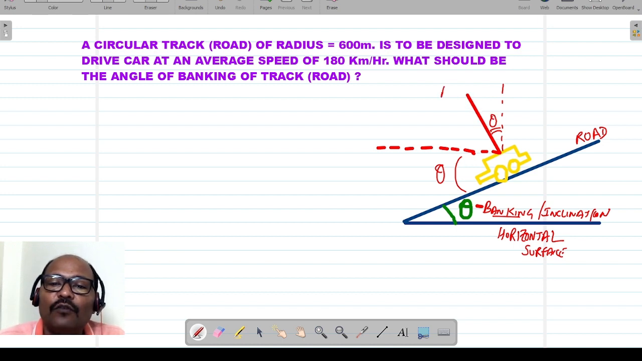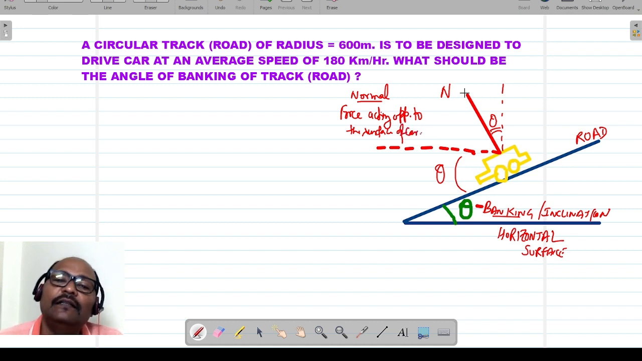And this is the normal. N is the normal. Normal means normal force is a force acting opposite to the surface of the car. Here this is the car and this is opposite to the surface. This is always perpendicular. Normal means always perpendicular.